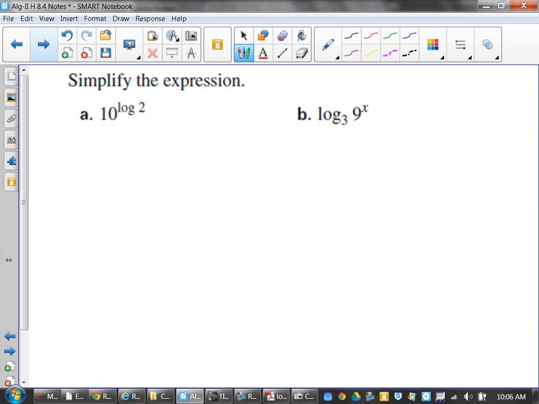So let me show you what we're going to do. We're going to simplify these things out, and this is something we're going to be able to do without the use of a calculator. You see what we have here? We have 10 to the exponent of log of 2. What's the base of that log? 10. So this is the same thing as saying 10 to the log base 10 of 2. What's my answer?